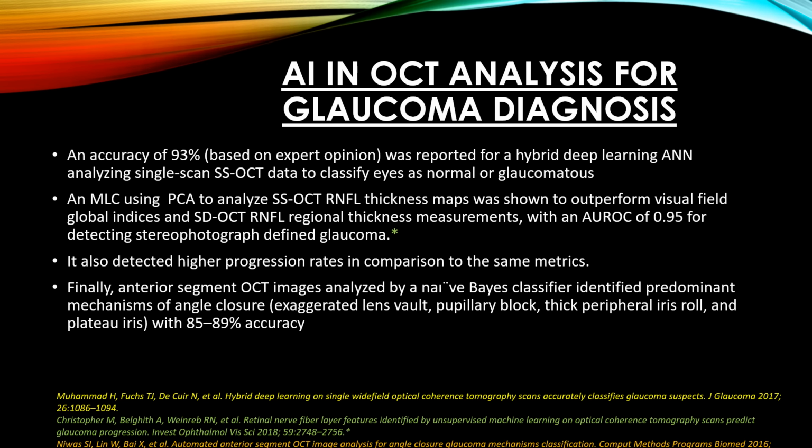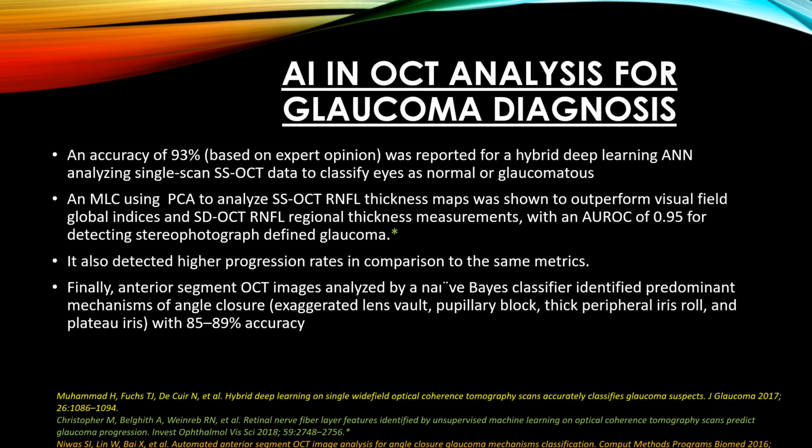So, AI in OCT analysis for glaucoma diagnosis. An accuracy of 93% based on expert opinion was reported for a hybrid deep learning ANN analyzing single scan swept source OCT data to classify eyes as normal or glaucomatous. An MLC using PCA to analyze SSOCT RNFL thickness maps was shown to outperform visual field global indices and spectral domain OCT RNFL regional thickness measurements, with an area under the ROC curve of 0.95 for detecting stereophotograph-defined glaucoma. It also detected higher progression rates in comparison to the same metrics.